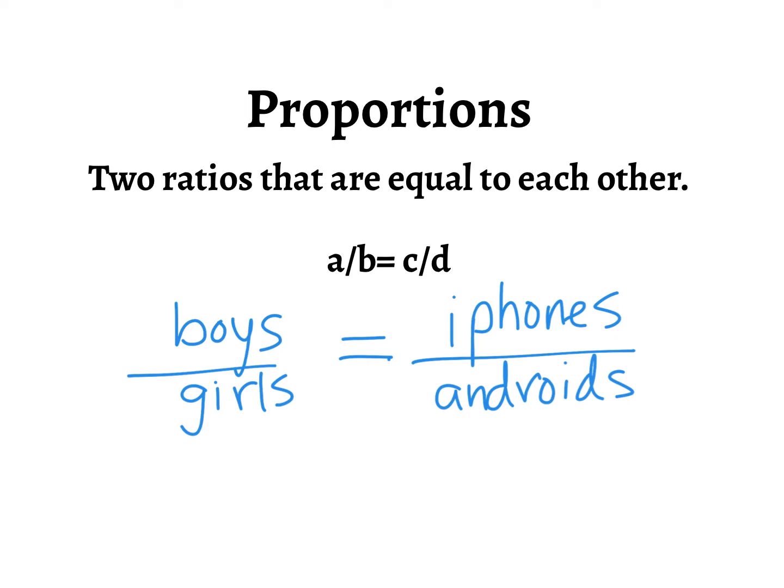For example, if I know the ratio of boys to girls is 4 to 5, for every 4 boys, we have 5 girls, then that means that for every 4 iPhones, we will have 5 Androids. They will scale at the same rate. That's what makes them proportional.